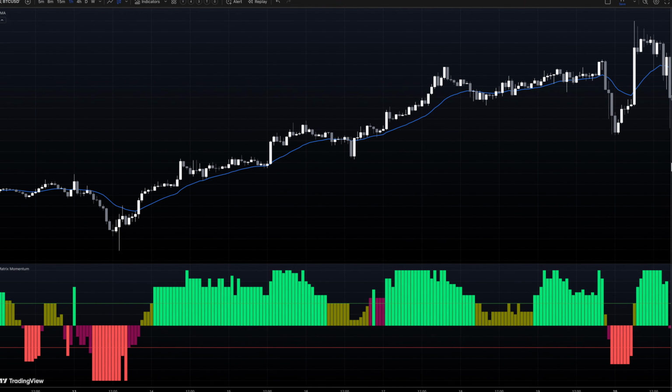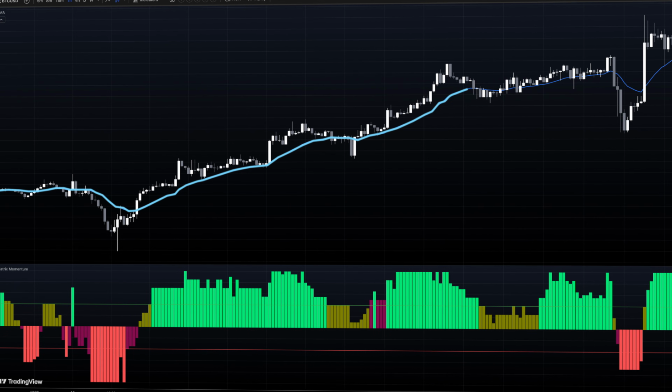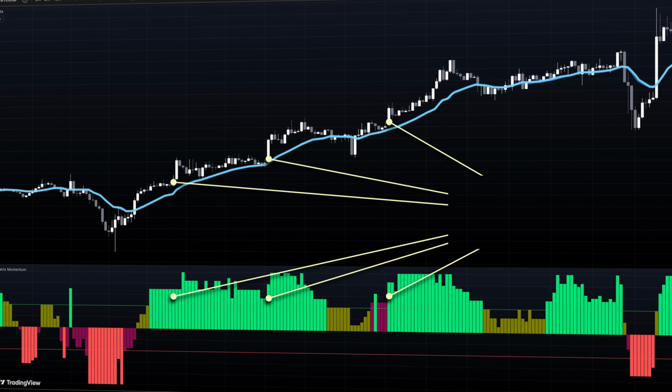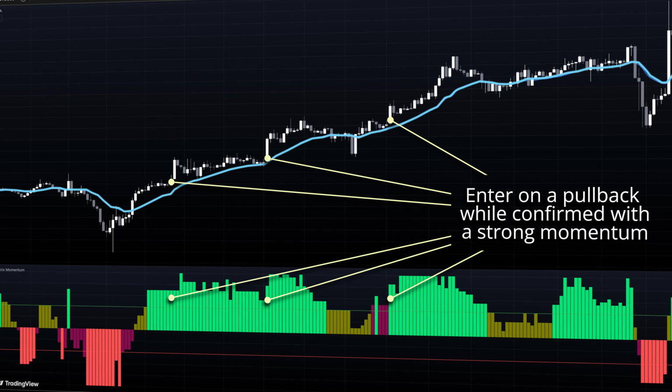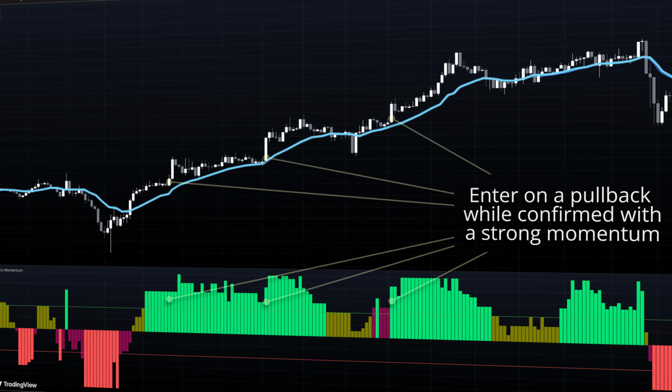Moving average strategy: use a 20 EMA as a dynamic support resistance level. Enter trades when price respects the EMA and momentum confirms.